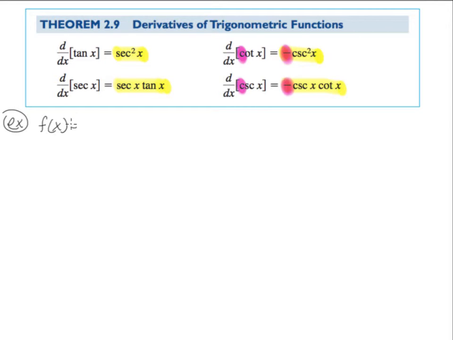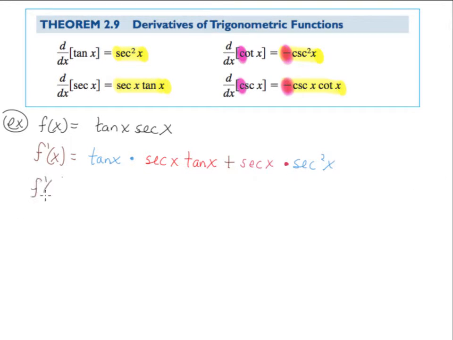In this example, we're going to find the derivative of f of x, which is secant of x times tangent of x. So we're going to use the product rule. So we're going to take the first times the derivative of the second plus the second term times the derivative of the first. For f prime of x is equal to secant of x tangent squared of x plus secant cubed of x.